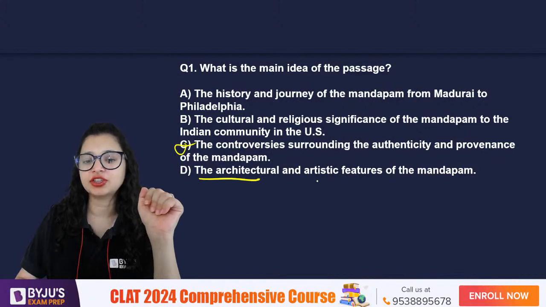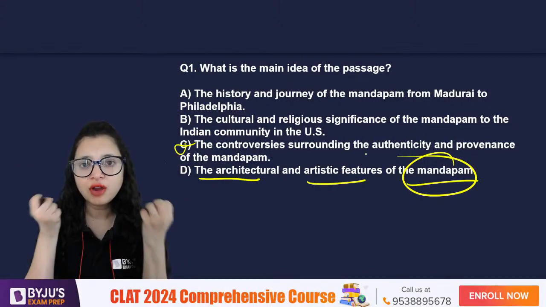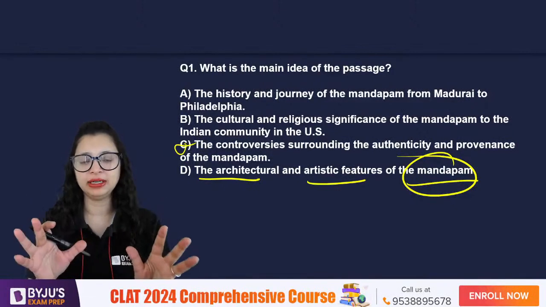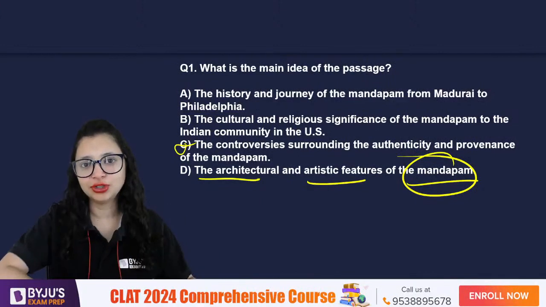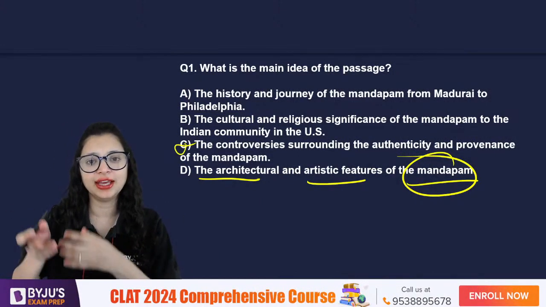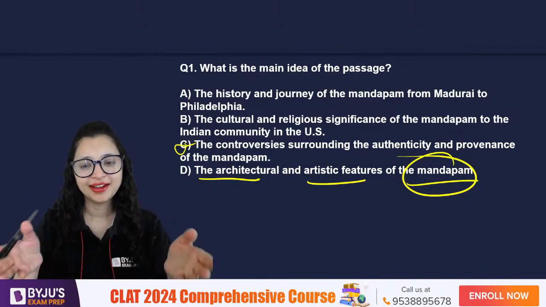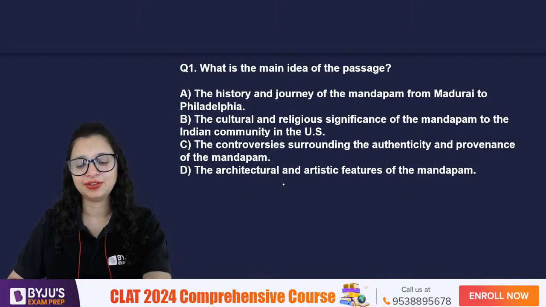Option D says the architectural and artistic feature of the mandapam. Yes, the mandapam having a lot of architectural and artistic features are being discussed. But how did it move from Madurai to going to multiple hands and then reaching Philadelphia? Om Jay, you have the answer. The answer is going to be none other than A.